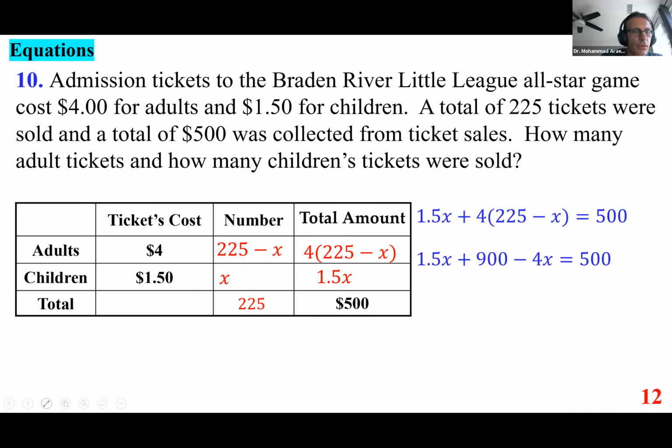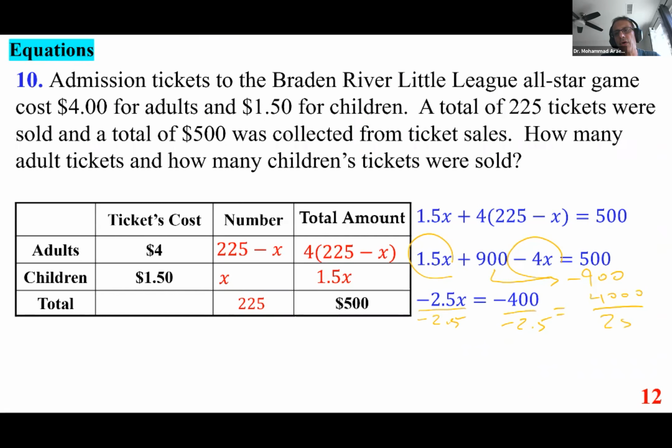Now, 1.5x and negative 4x, they add up to negative 2.5x. Subtract the 900 and you get negative 400. Divide by negative 2.5. By the way, you can write it as 4,000 over 25. And then 100 divided by 25 becomes 4 times 4 is 160. X is 160.